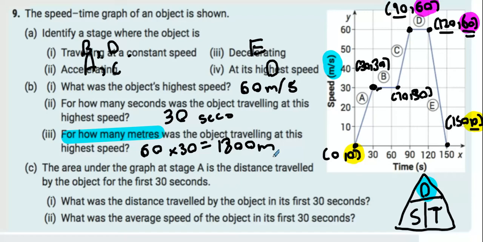Now, the area under the graph at stage A is the distance traveled for the object in the first 30 seconds. What was the distance traveled by the object in the first 30 seconds? What was the average speed of the object in the first 30 seconds? Okay. Does everybody see what it says?